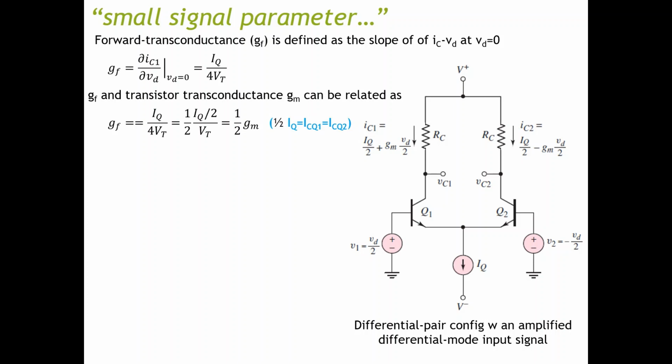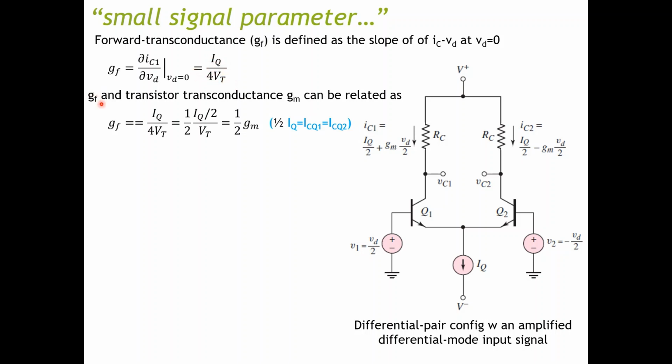Okay, now we can consider some small signal parameters. So now in this circuit, if you already went over the example 11.2, you would probably know what the forward transconductance parameter, GF, is. But if you have not, it's basically defined as the slope of the IC-VD curve when the value of VD is close to 0. Therefore, you can basically calculate it as IQ over 4VT.